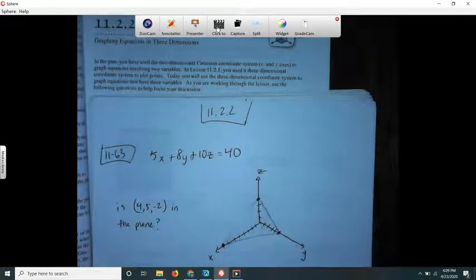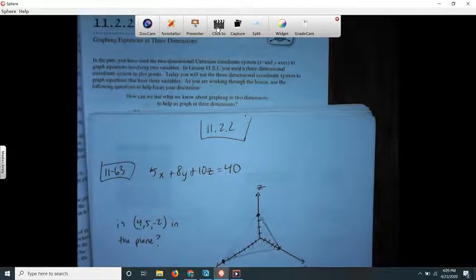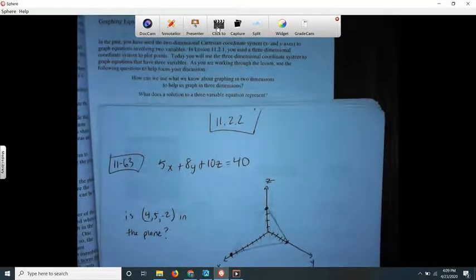As you are working through the lesson, use the following questions to help focus your discussion. How can we use what we know about graphing in 2 dimensions to help us in 3 dimensions? What does a solution to a 3-variable equation represent?